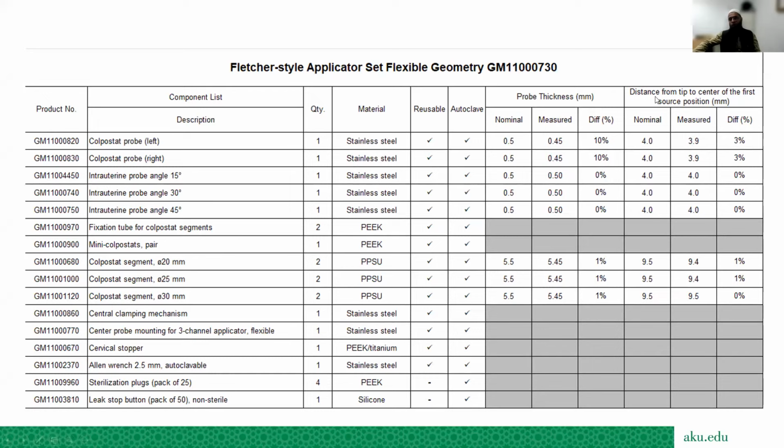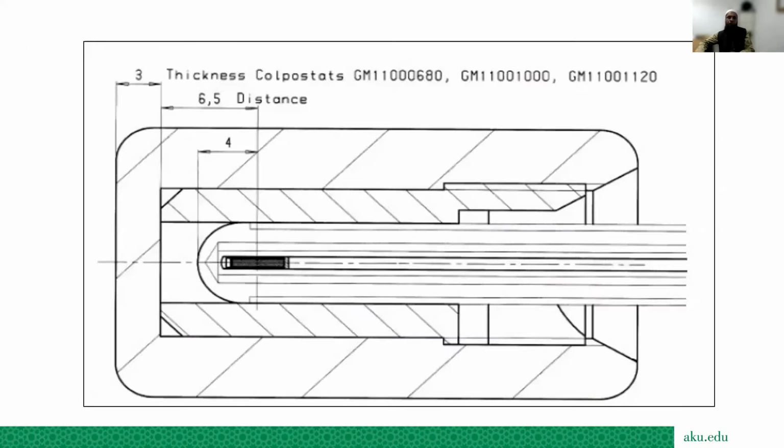Similarly, we have measured the distance from the tip to the center of the first source position, the nominal distance which is written in the manual of the applicator. It is 4 millimeter, and we measured 3.9 millimeter. So again, it is a 3% difference. In this example, we can have this sheet for all available applicators, and we can place this data into the treatment planning area so that we can use this information while we do the planning. This is only an example.